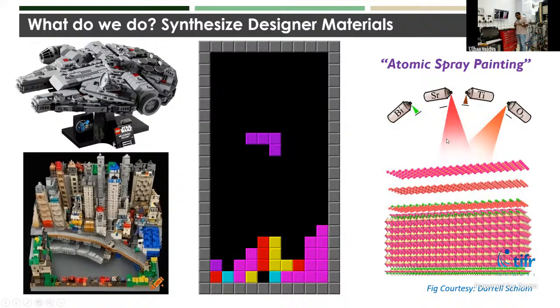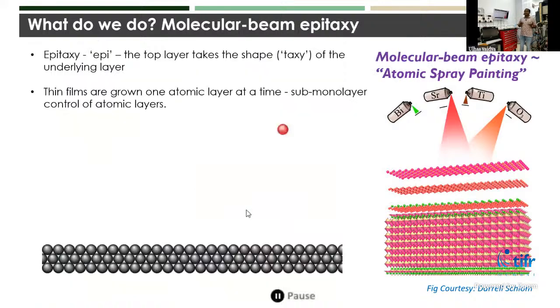And what we do in this technique is that we start with a well-ordered crystalline surface. So this is a surface where the atoms are arranged in a periodic manner. And then imagine that with these spray cans, you are just raining down atoms, and you're creating these materials in a bottoms-up manner by the process which is known as epitaxy.